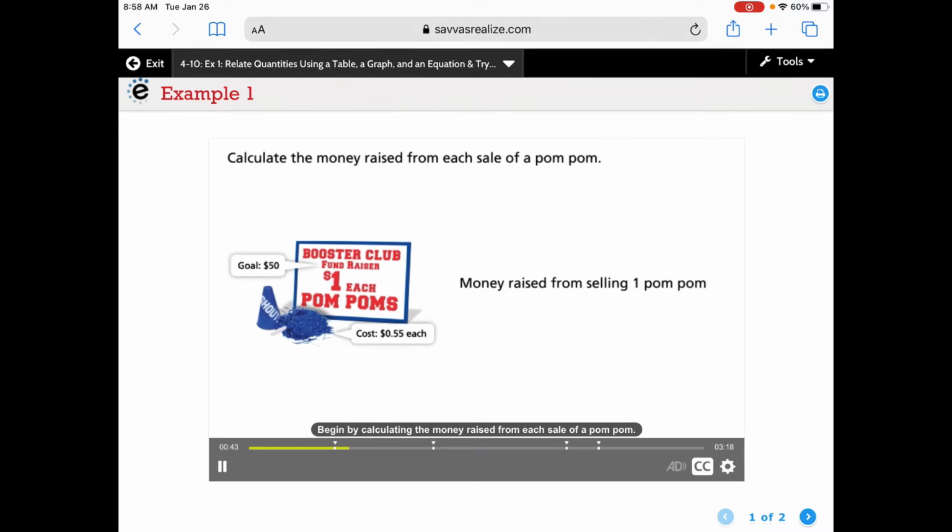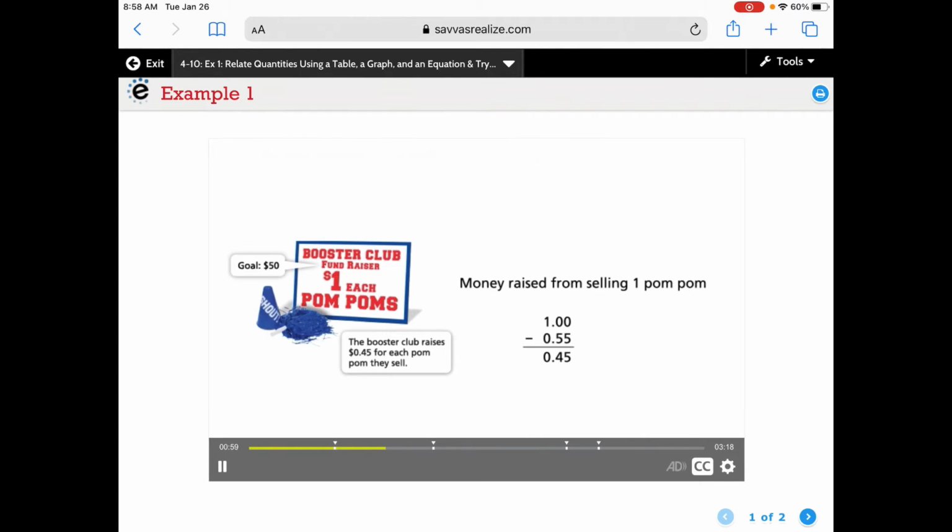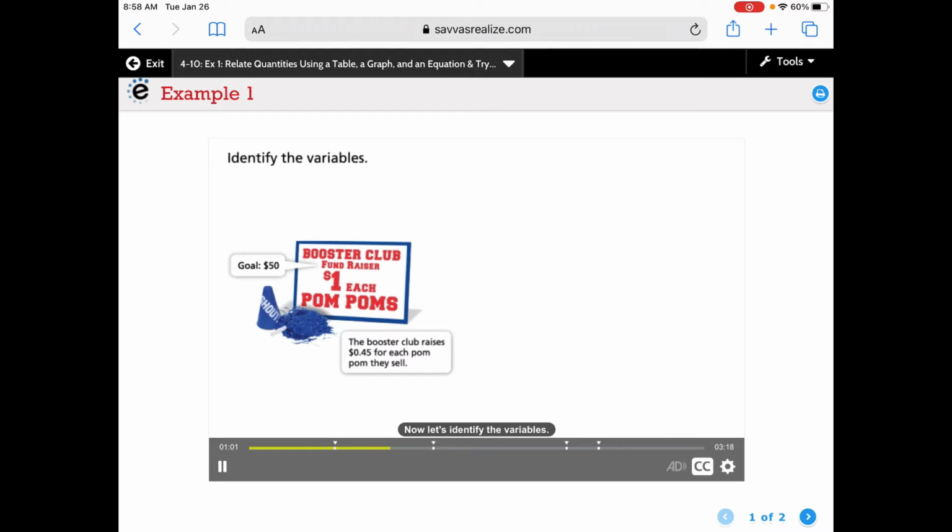Begin by calculating the money raised from each sale of a pom-pom. The sale price of a pom-pom is $1, and the cost of a pom-pom is 55 cents. We have to figure out what the difference is. So we're going to make 45 cents profit off of that. Now, let's identify the variables. This is the part that's tricky.